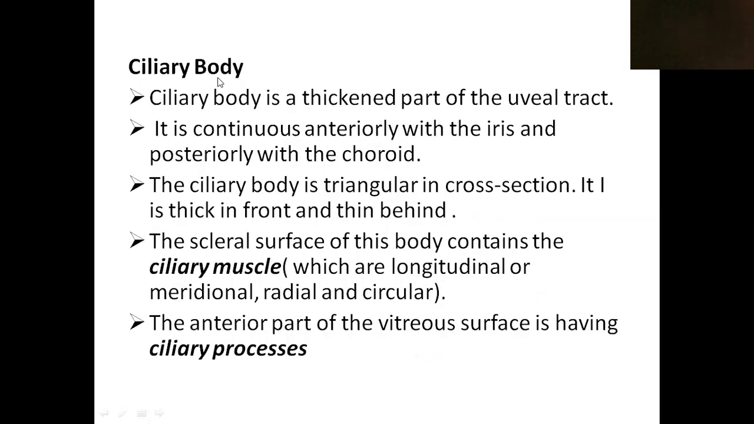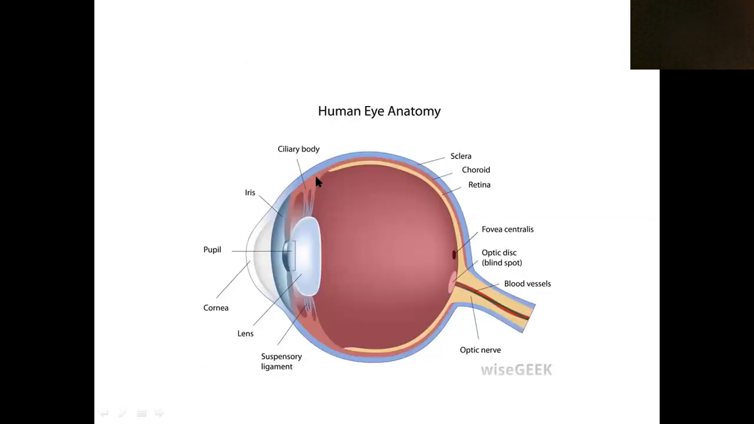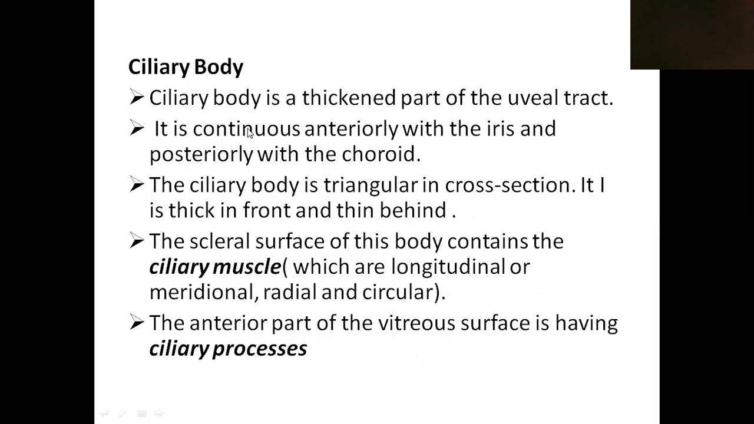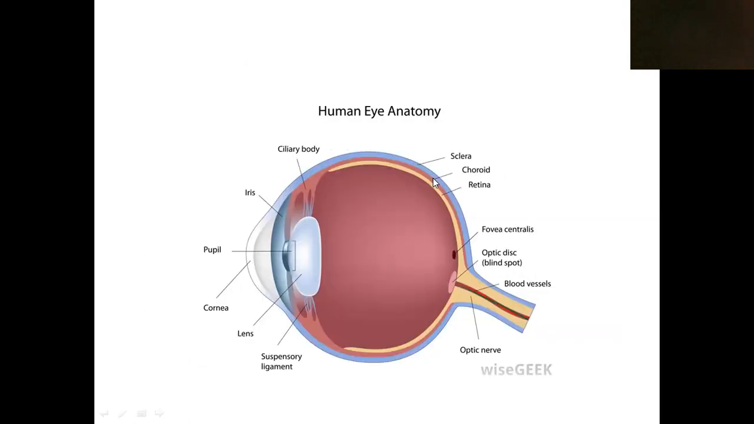Now we are going to see the details of the ciliary body. The ciliary body is the thickest part of the choroid, ciliary body, iris. This is the iris. This is the thickest part of the uveal tract, or the second layer. It continues anteriorly with the iris and posteriorly with the choroid. Posteriorly, no doubt, it is continuous with the choroid. Then anteriorly, what is the fate? Anteriorly, it is continuous with the iris.